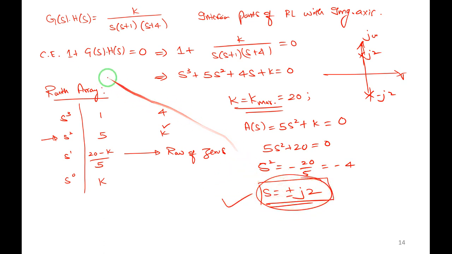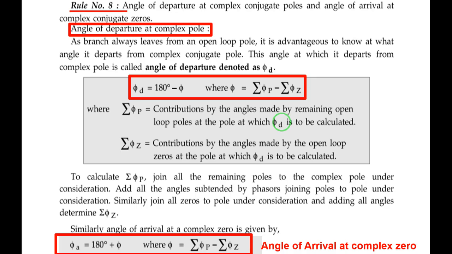I hope you understood how to find the intersection points of the root locus with the imaginary axis. First, form the characteristic equation, form the root array, make one of the rows a row of zeros by a suitable value of K, that is the K marginal value. Form the auxiliary polynomial, solve the roots of the auxiliary polynomial by substituting the marginal value of K. You will get the intersection points. Rule number 7 is over.